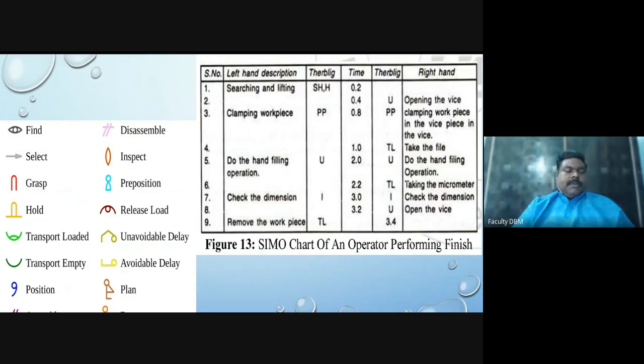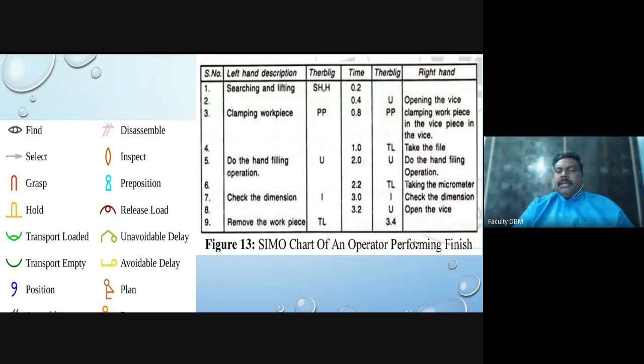And for assembling, we are going to use this symbol. For disassemble, he is going to use this symbol. Inspection and preposition, release load, unavoidable delay, avoidable delay, planning, rest. When people are at rest, he uses this symbol. When people are planning, he uses this symbol. So these are the symbols used.